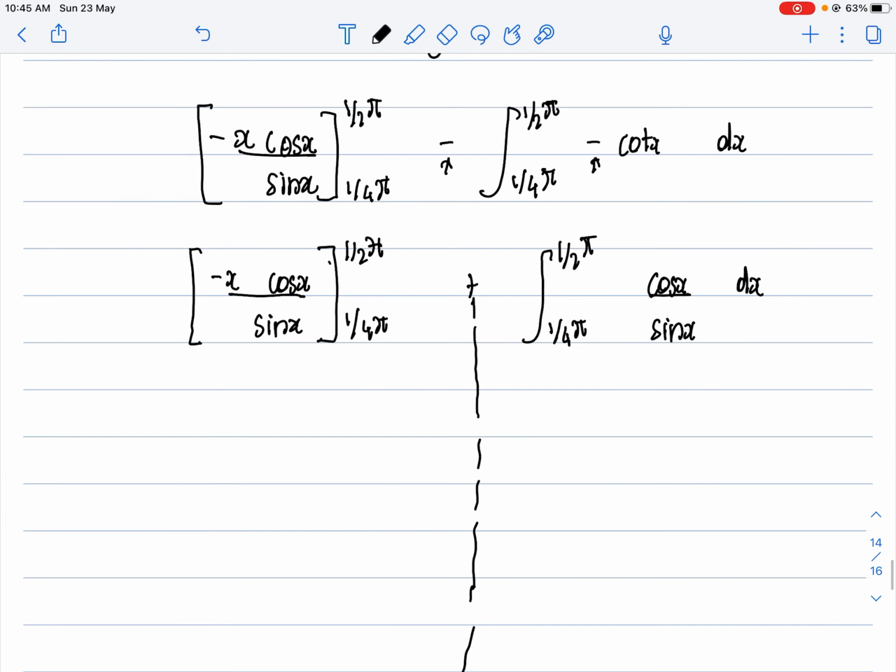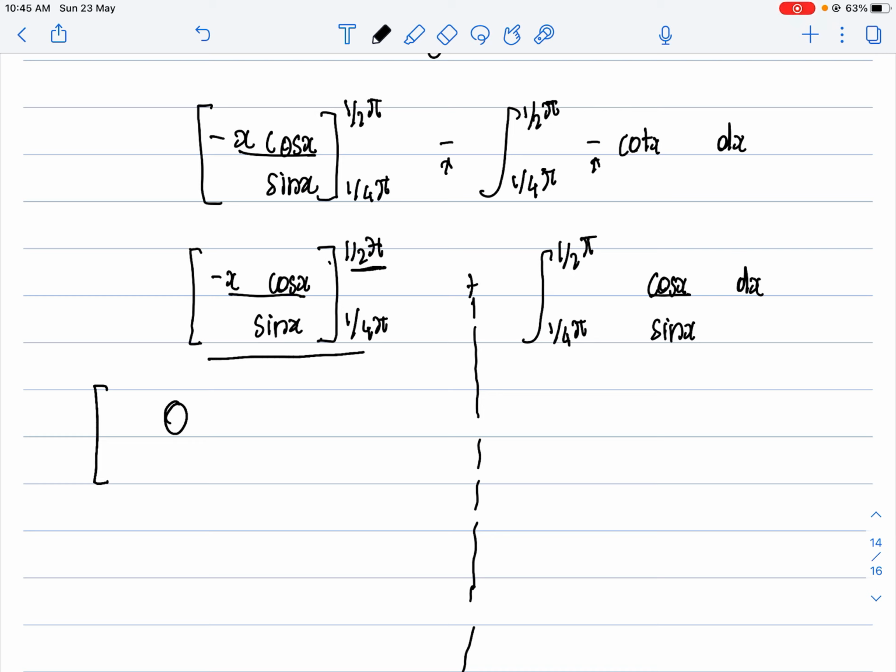Now let's look at this first. First, put in the place of x 1 over 2 pi, in cos x and sin x. Just do that much. When you do cos of 1 over 2 pi, make sure you are on radian mode, you simply get 0. That means this full thing becomes 0.